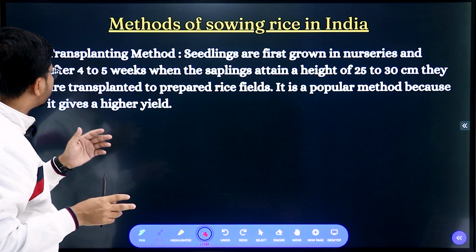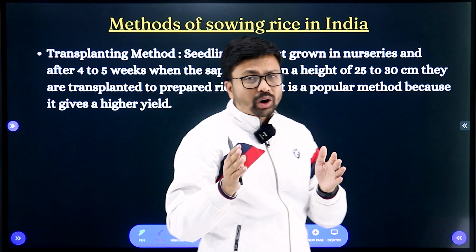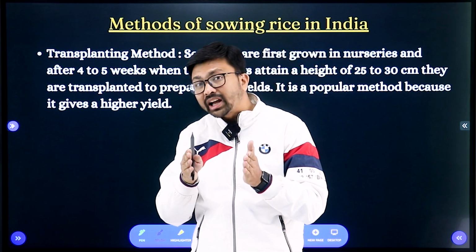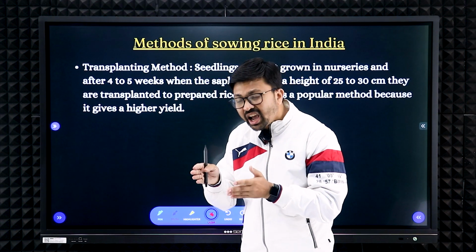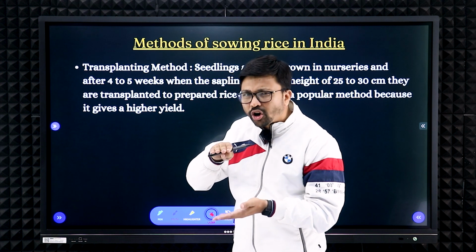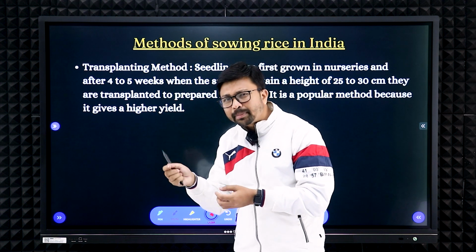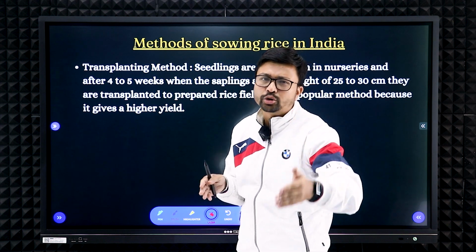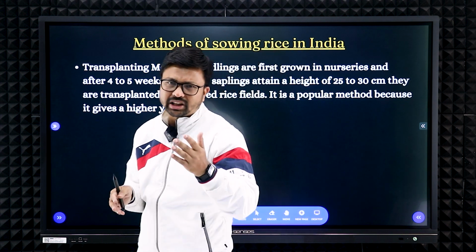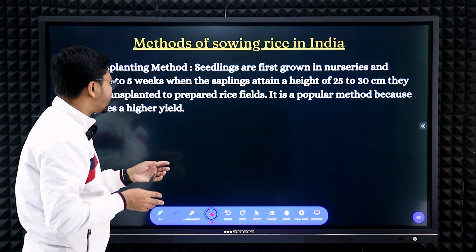Next, two more methods are there. One is the transplanting method. What is that method? Here it is done initially in the nursery, and when the plants grow a little taller, 25 to 30 centimeters, at that time the sapling is transplanted to the actual agricultural field. That is called the transplanting method, right?